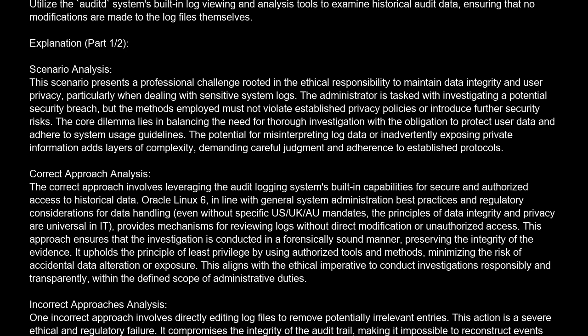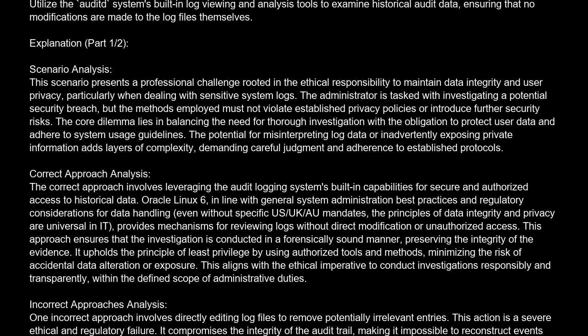This approach ensures that the investigation is conducted in a forensically sound manner, preserving the integrity of the evidence. It upholds the principle of least privilege by using authorized tools and methods, minimizing the risk of accidental data alteration or exposure. This aligns with the ethical imperative to conduct investigations responsibly and transparently within the defined scope of administrative duties. Incorrect approach analysis.